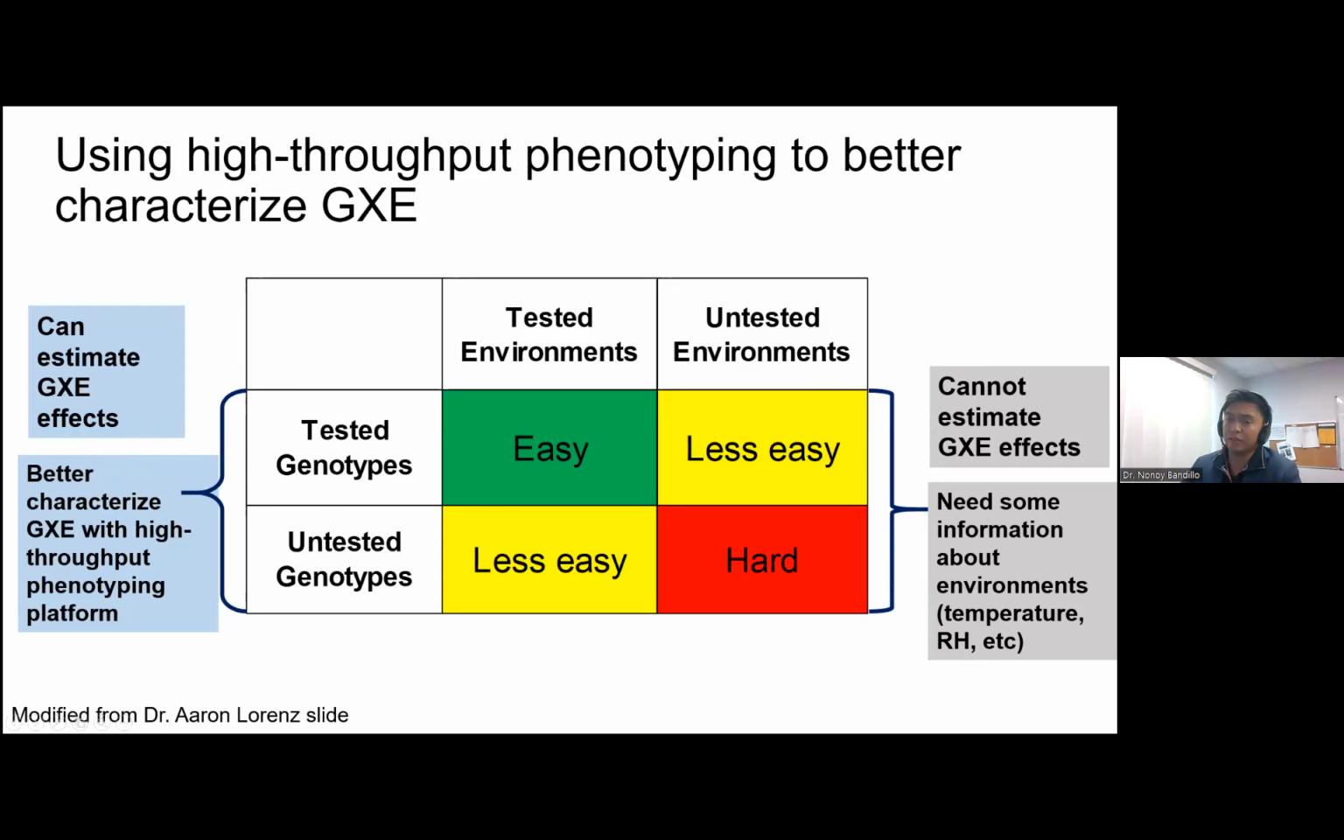Right. Here, you cannot estimate G by E, but what you can do alternatively is characterize the environments, okay, where your plots are. You can get your temperature, relative humidity, and so on. All environmental parameters you can think of, whether on a daily, weekly, monthly, or seasonal basis.